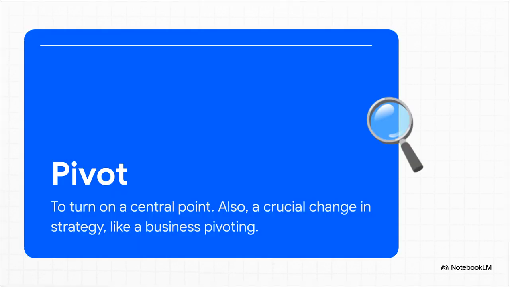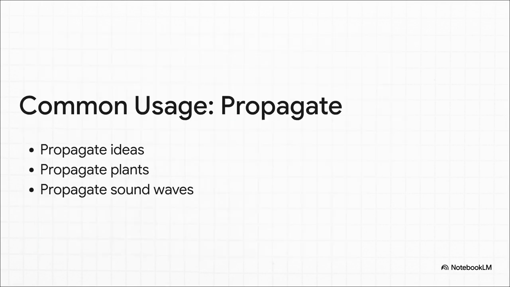Let's take the word pivot. Using step 1, the simple meaning is just to turn on a fixed central point. Think of a door swinging on its hinges. Simple enough. But then we hit step 4, common examples, and that unlocks a whole new level. You'll hear things like, the company had to pivot its strategy. They're not physically turning, right? It's a sharp, decisive change in direction, all while keeping their core business the same. See the difference?